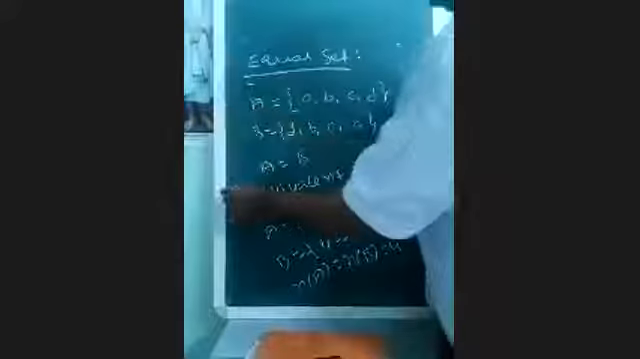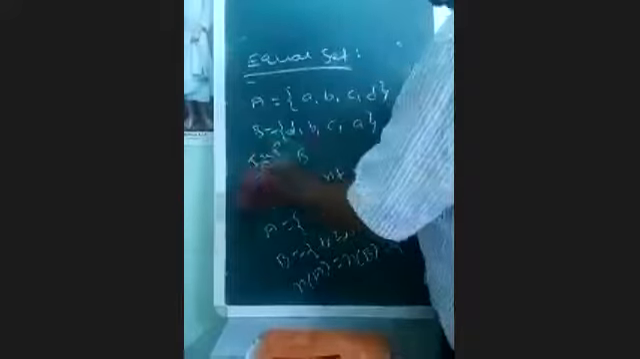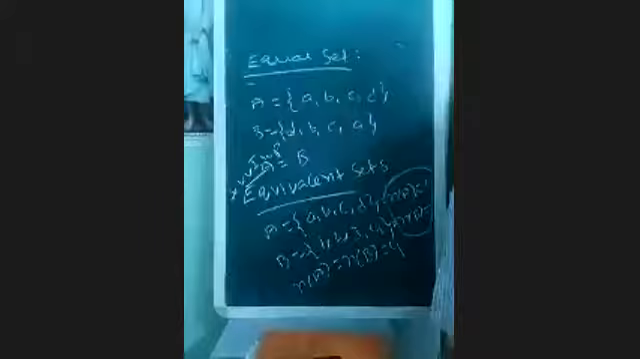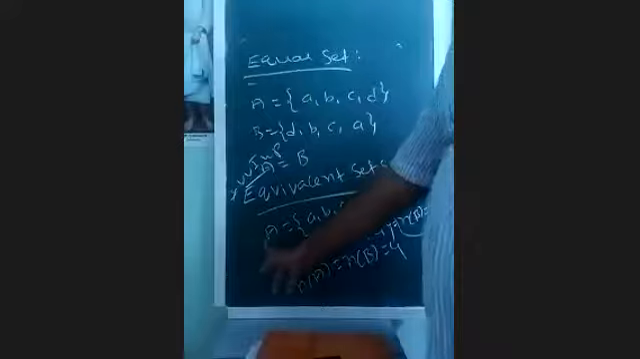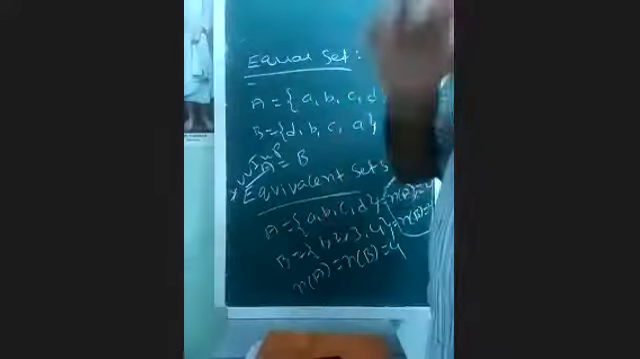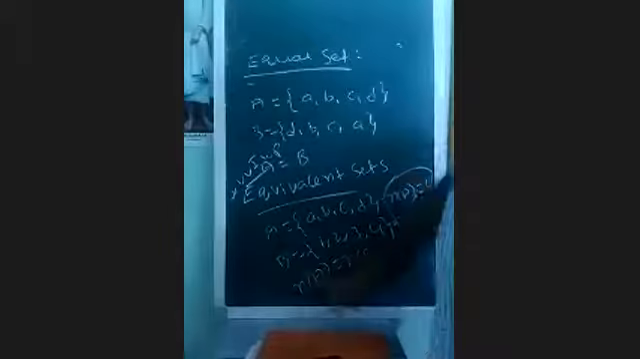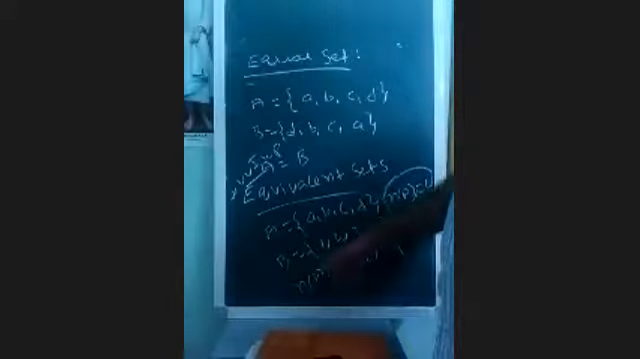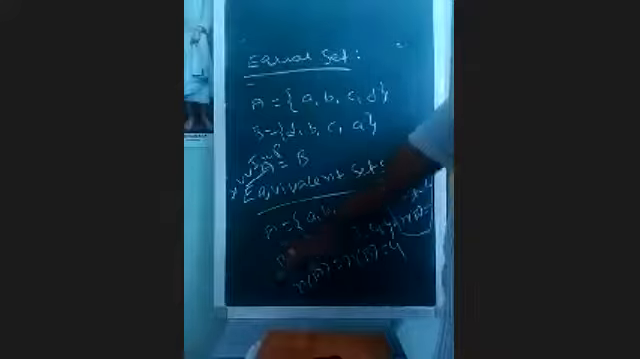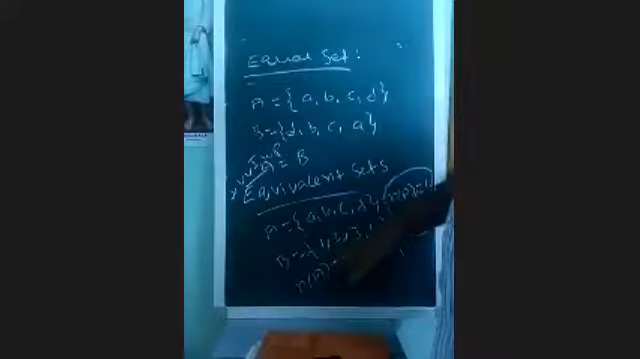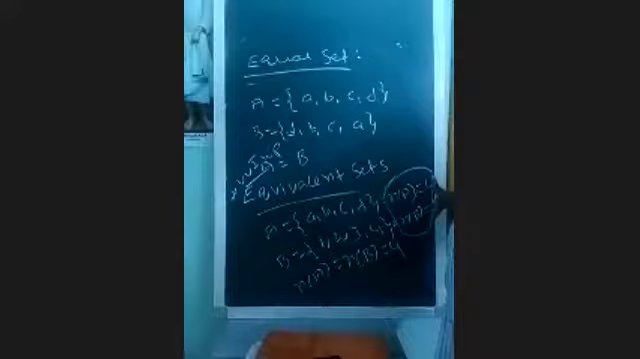Very important point. Equivalent sets: you take two sets that have the same number of elements, then those are called equivalent sets. Set A = {A, B, C, D}, set B = {1, 2, 3, 4}. You observe n(A) = 4 and n(B) = 4. Those are equal, n(A) = n(B), so this is called equivalent sets.